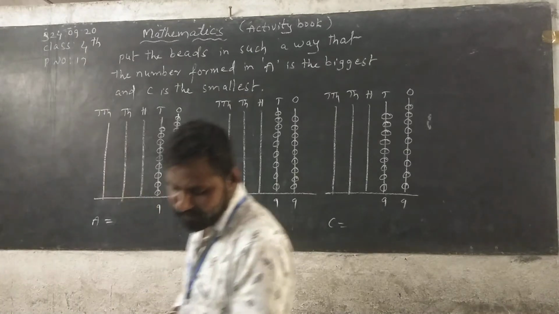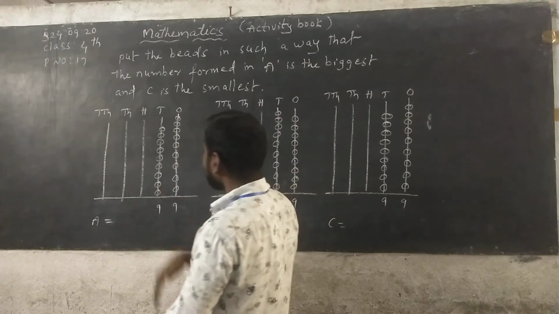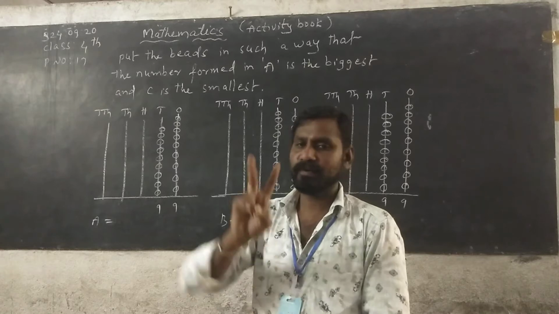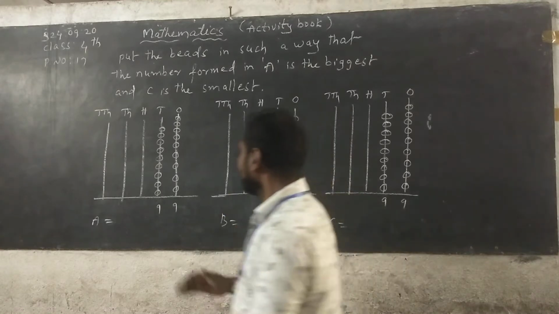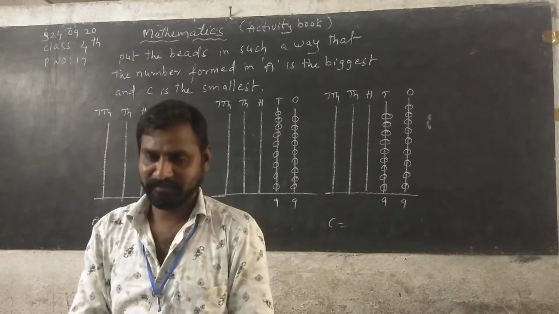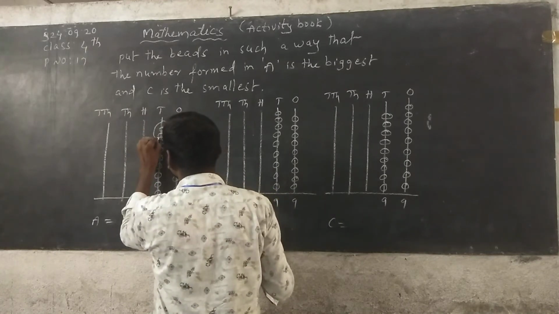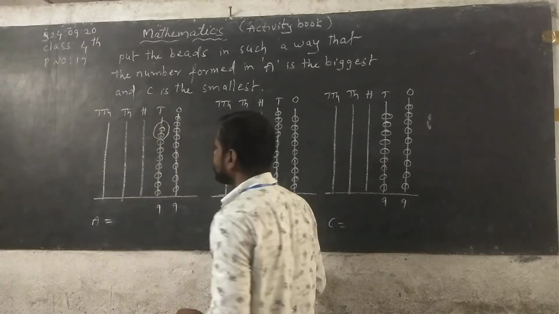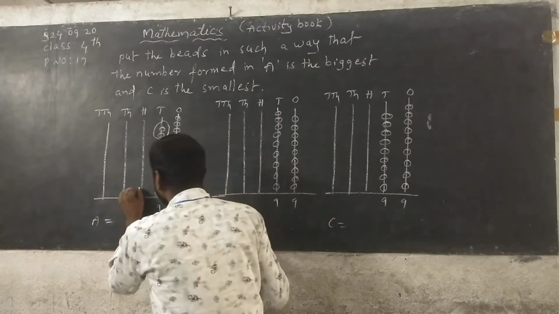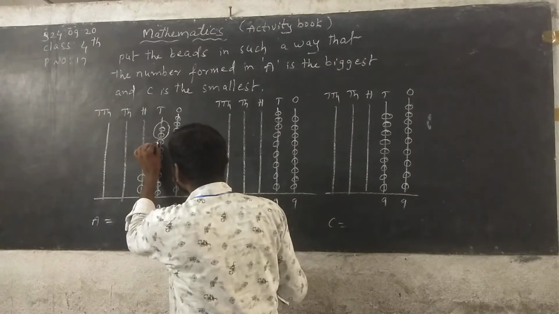Then what do we have to do? See here. In tens place, how many beads are there? 2 beads are there. Then in tens place, 2 beads shift to hundreds place. Listen carefully. These two beads shift, now I am taking them to hundreds place.